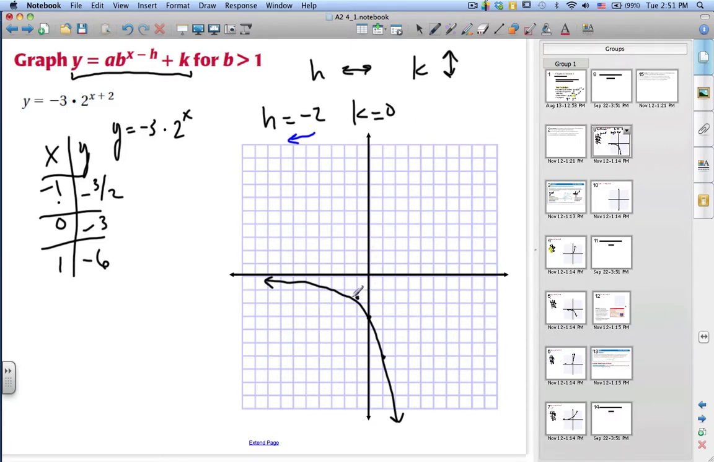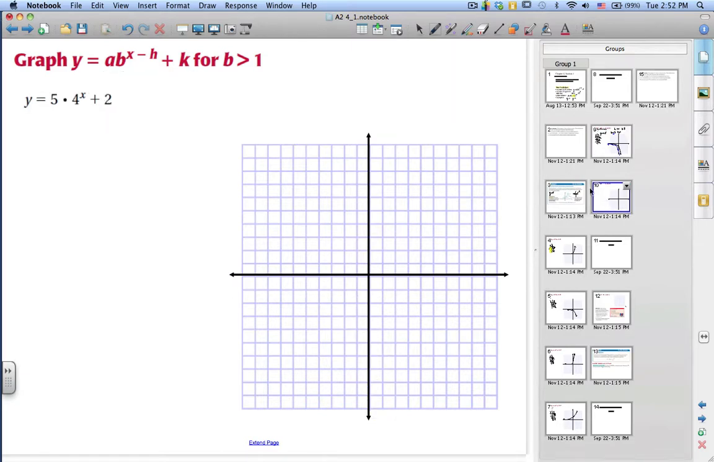So I take this point, I move it to the left 2. I take this point, I move it to the left 2. I take this point, and I move it to the left 2. And this is my new graph. Okay, so very similar to what you did with square root and cube root functions. We'll do another example, and then you can practice on your own.